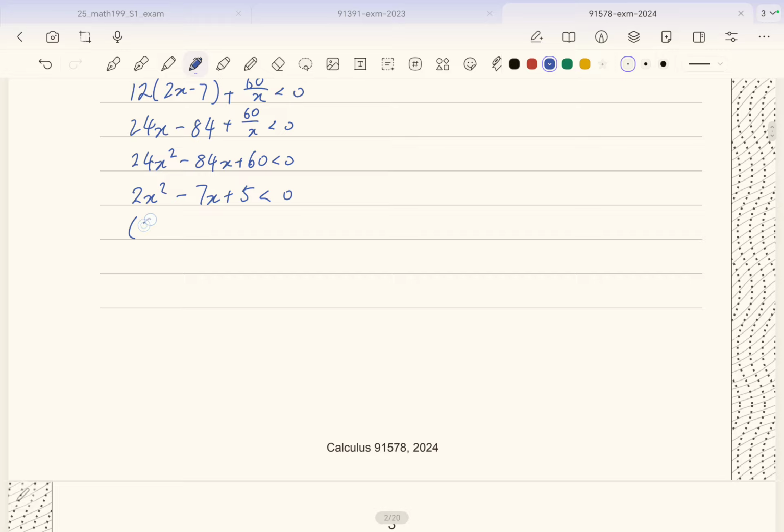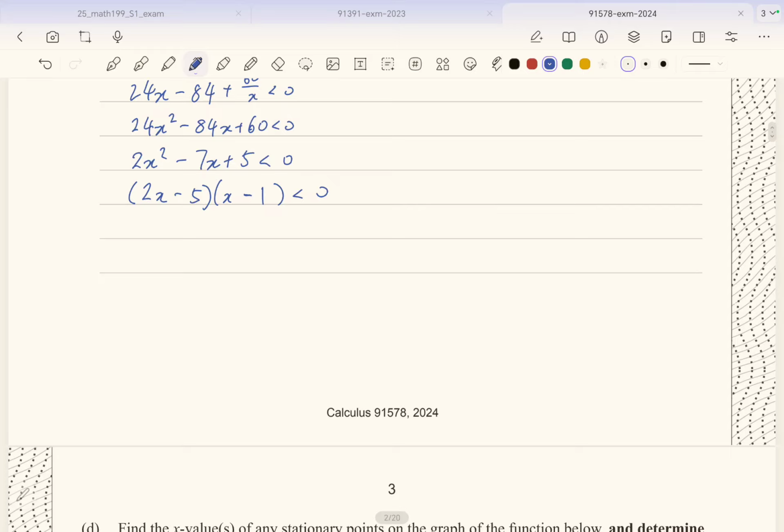Factorise our quadratic. It must be 2x something, x something, less than 0. Now look at 5, it's only 1 and 5. So we'll get x minus 1 and x minus 5 here. That becomes 2x squared minus 2x minus 5x becomes minus 7x. Negative 5 times negative 1 becomes 5. And that's less than 0.